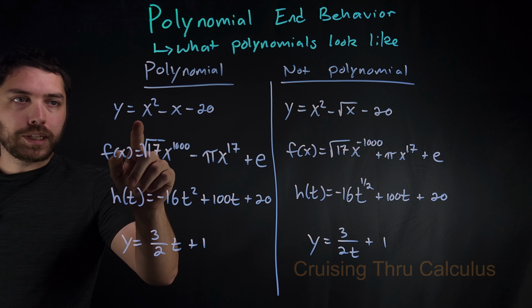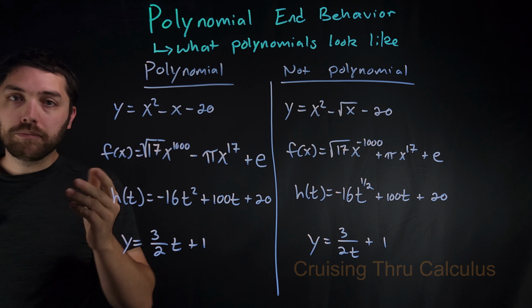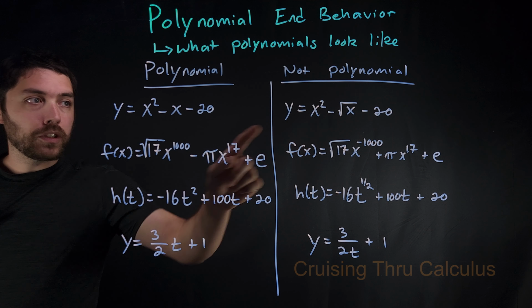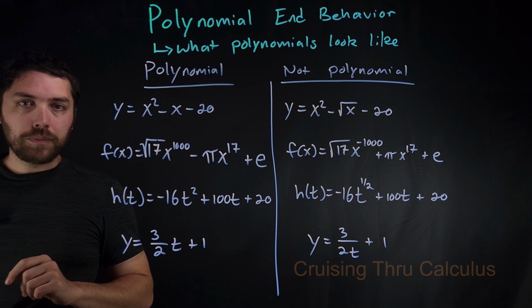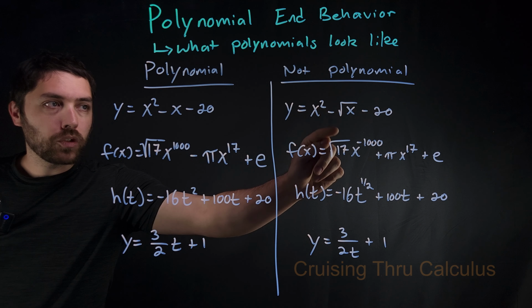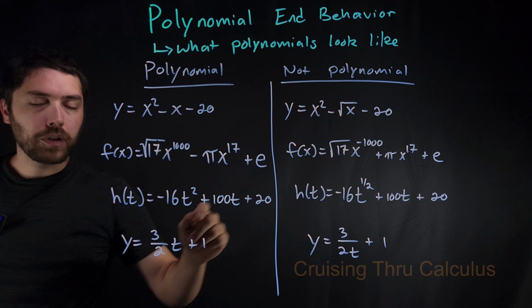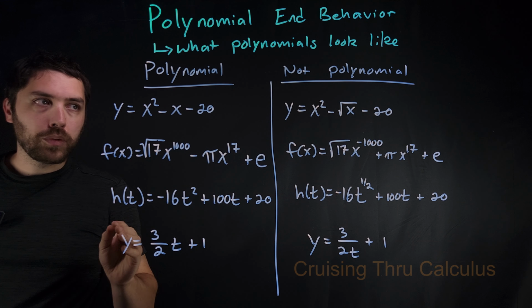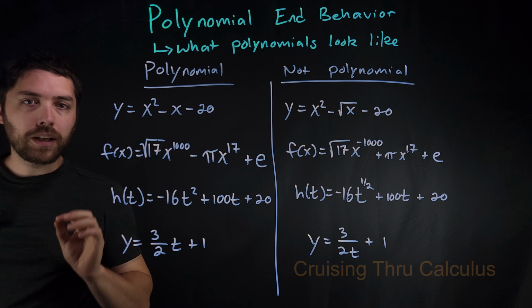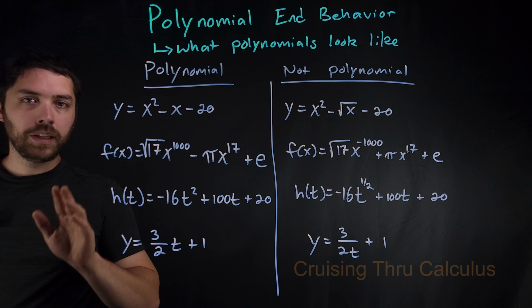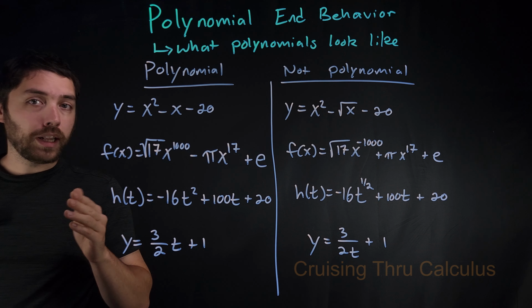For the first one, we have y equals x squared minus x minus 20. That is a polynomial. Over here, we have y equals x squared minus the square root of x minus 20. That is not a polynomial, and the reason why is because we're taking the square root of a variable. If you ever see the square root or the cubed root or the fourth root of a variable, that automatically is not a polynomial. Now that doesn't mean that square roots are not allowed.